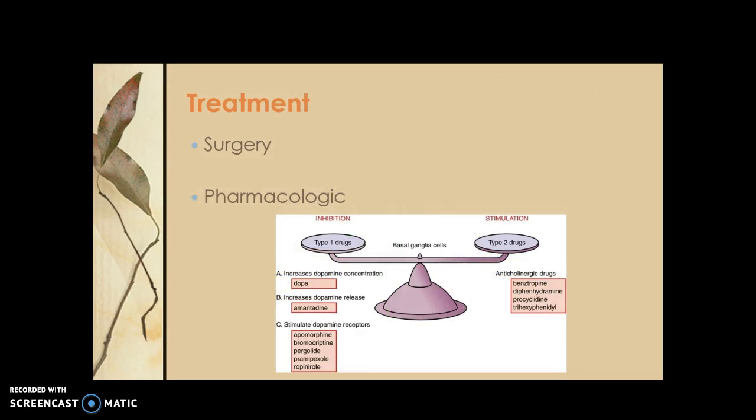Treatment for Parkinson's, there are surgical treatment options, but a lot of what we're going to look at is pharmacologic treatment options. And we're going to be messing with neurotransmitters again. And certainly, it's good to know your neurotransmitters.